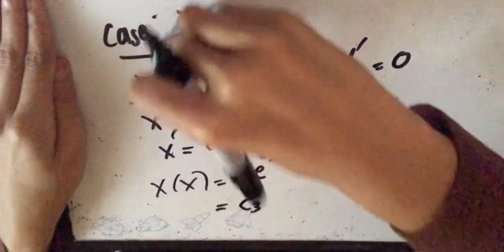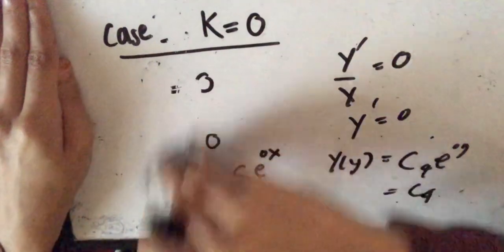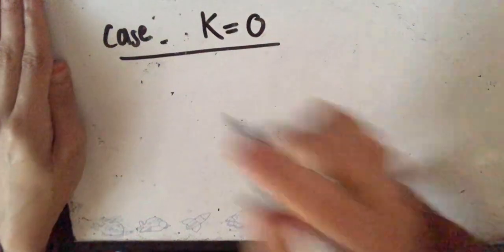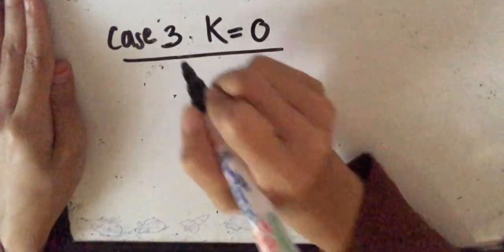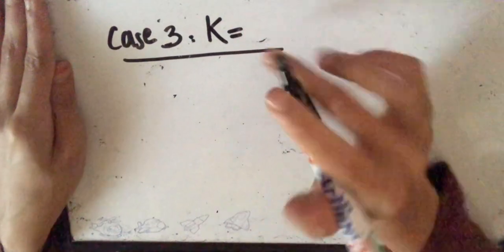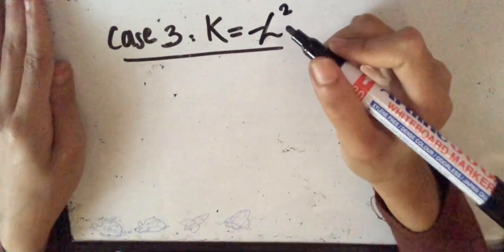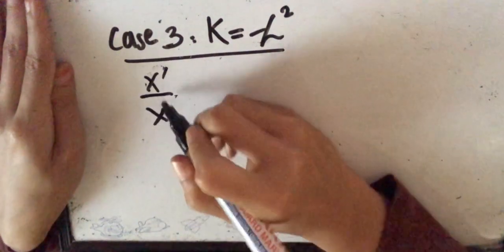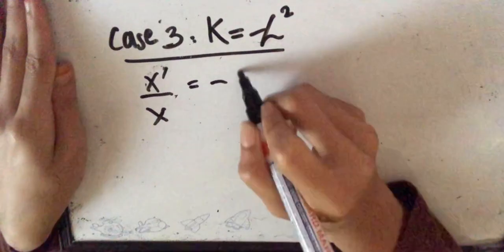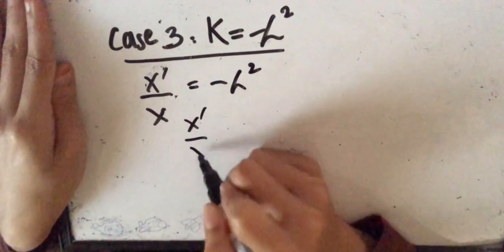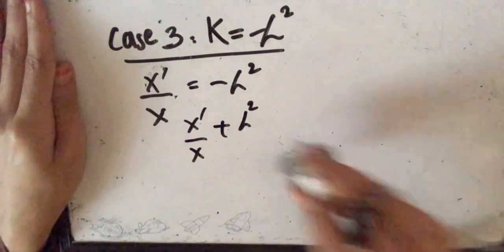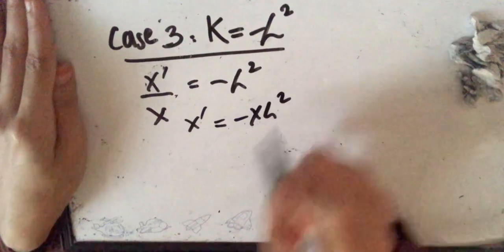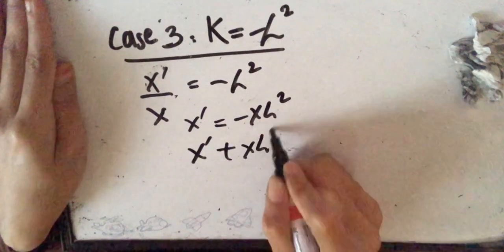Okay, for case number 3, this is when k equals negative lambda square. Same thing, you take the equation x prime over x equals negative lambda square. You bring this to this side first, and then you bring it back to this side, so you have a positive.